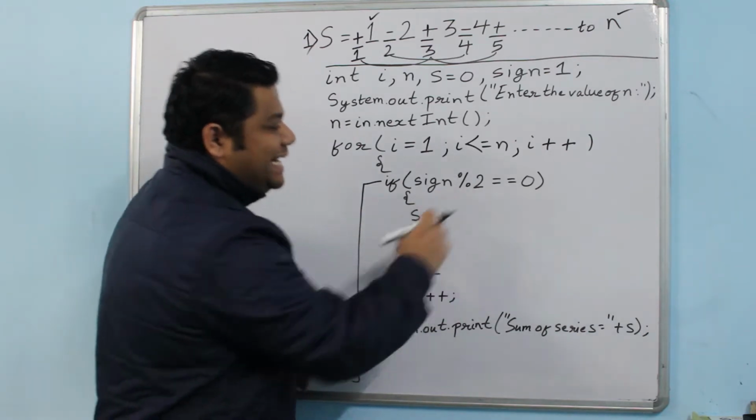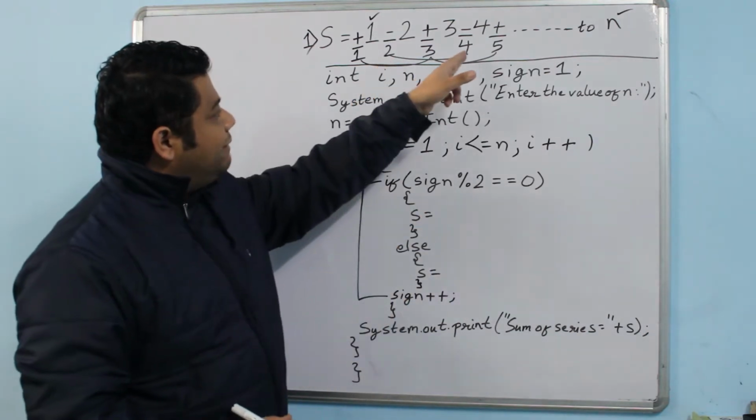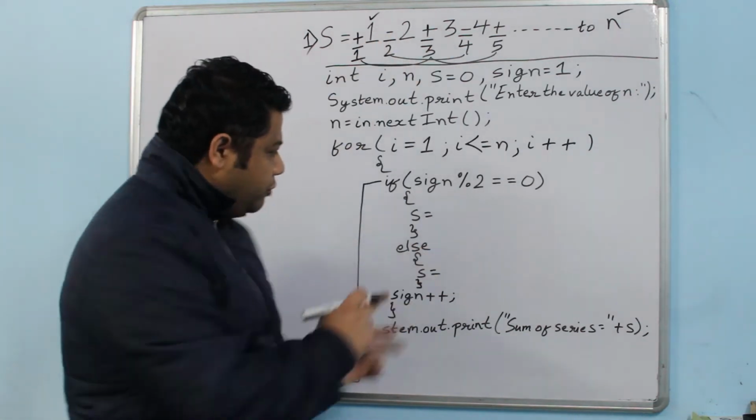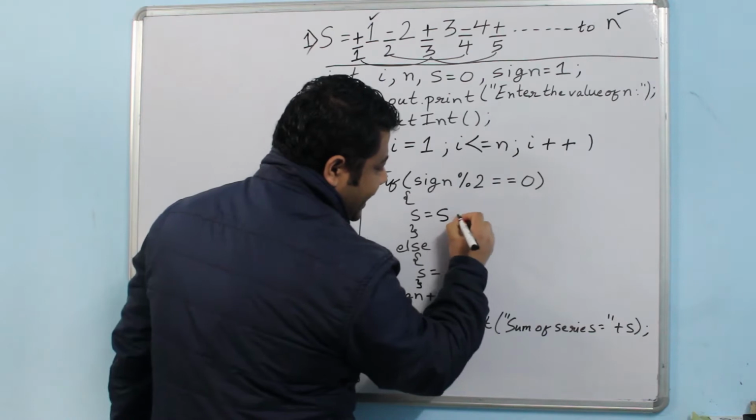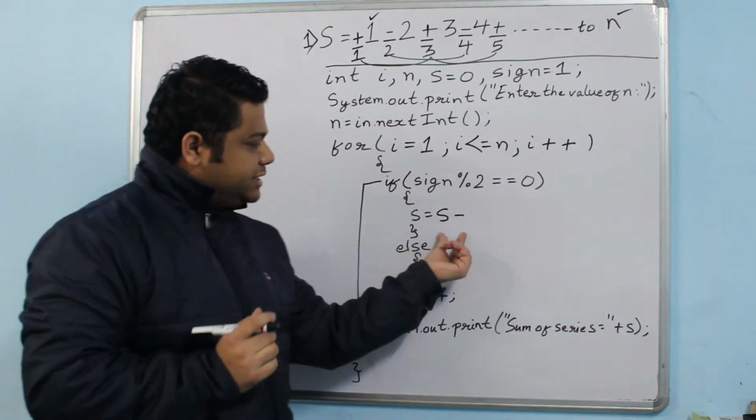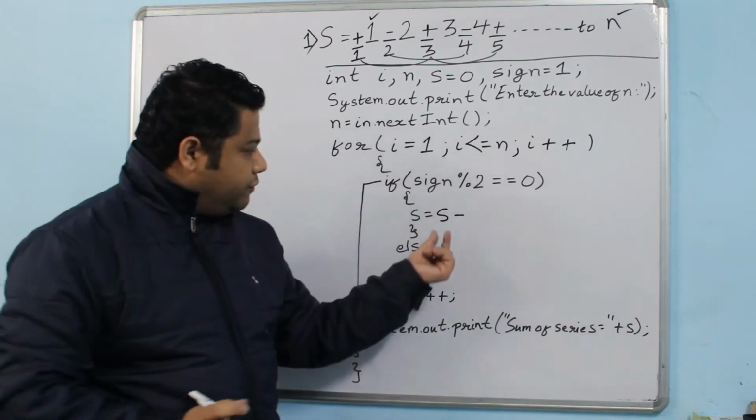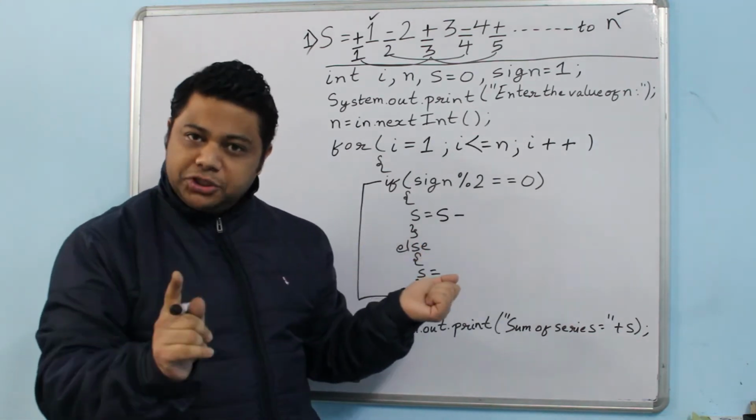So whenever the sign is even, if you have a look over here, that means we have to put minus. So here we will put s equals s minus. We'll just keep this till here. And let's check the else part. We'll fill this up later. So here this will be s minus. I hope you have understood this one.